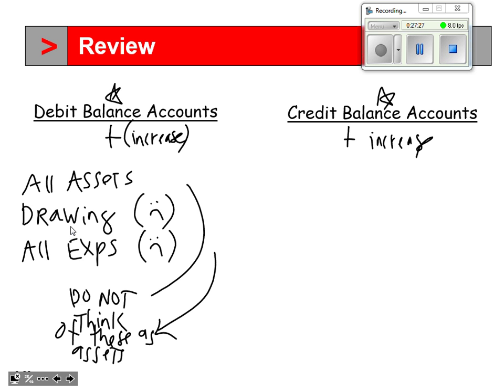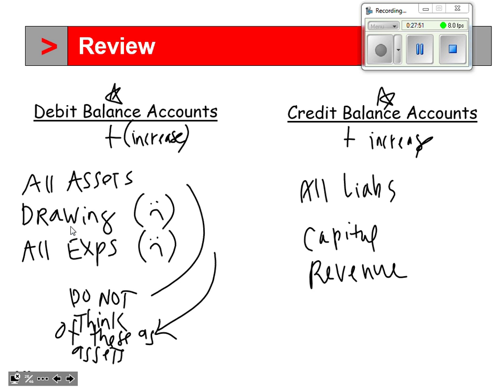How about credit balances? All what? What's the key word with liabilities typically? Payables. You'll learn later on that it's more than just that. Can I say all owner's equity? No. Capital, and what other one? Revenue.